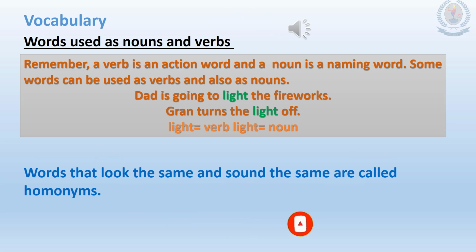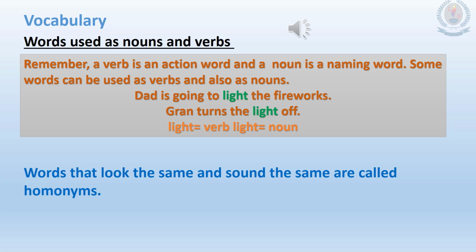Vocabulary. Words used as nouns and verbs. Remember, a verb is an action word and a noun is a naming word. Some words can be used as verbs and also as nouns. So children, you have to remember, a verb is an action word and a noun is a naming word. So, some words can be used as verbs and also as nouns.